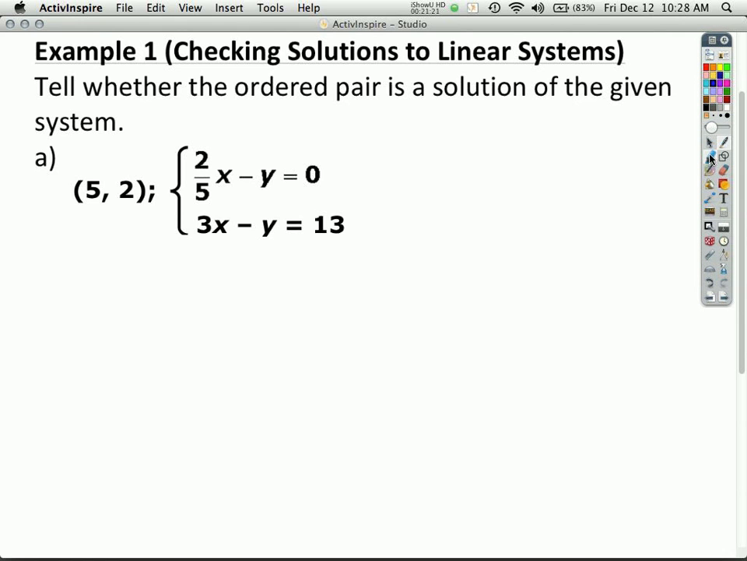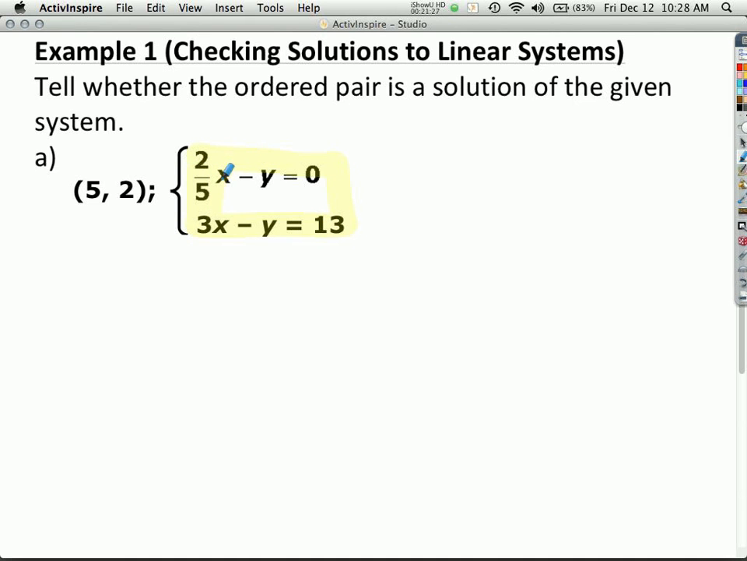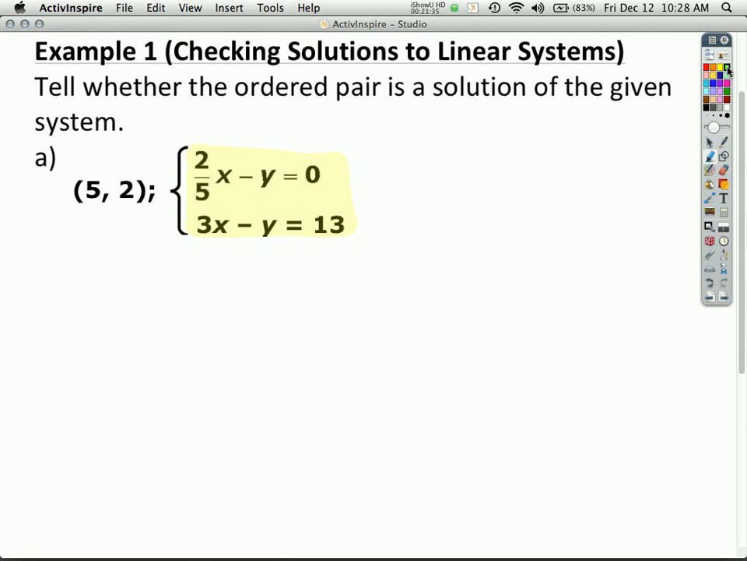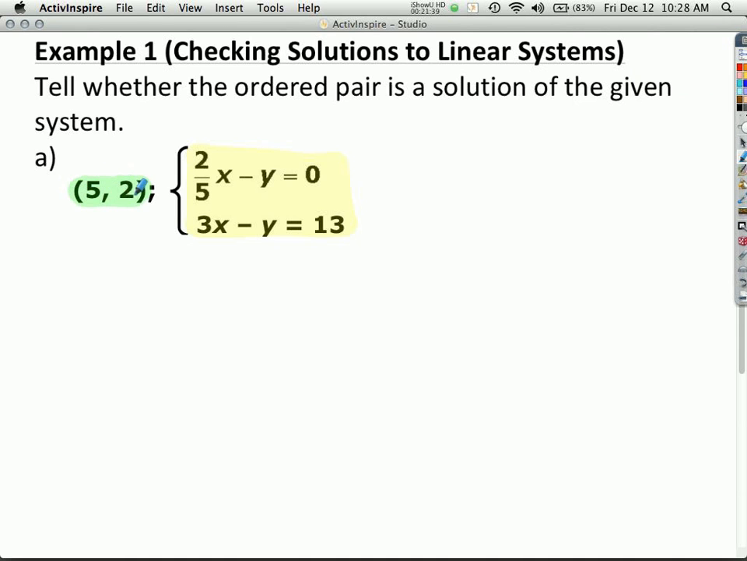So here's what is happening. This is a system. There's two equations, and they have the same variables, x and y. That's a linear system. And I am proposing that this is the solution to it. I am proposing that if we drew these two graphs, that they would cross at (5, 2).